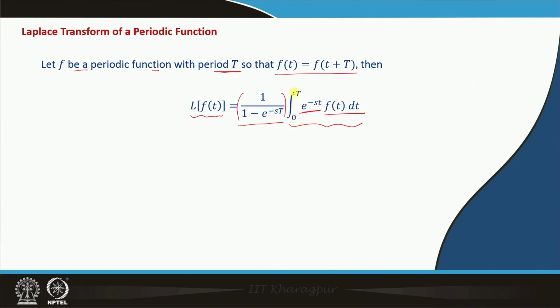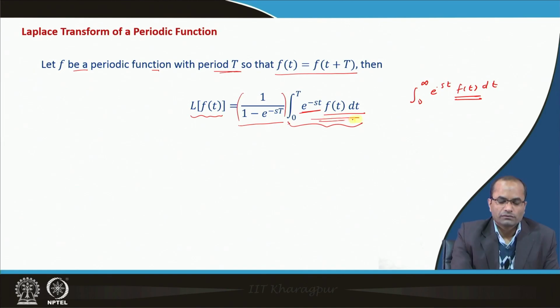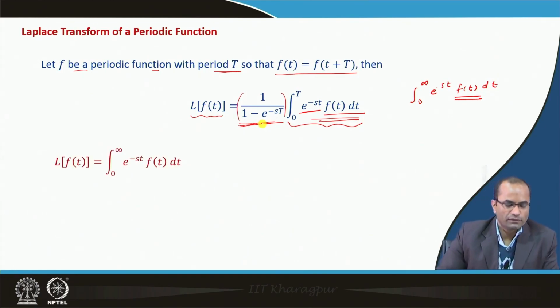So, instead of evaluating the usual Laplace integral from 0 to infinity, e power minus st f(t) dt, if we know that this function is a periodic function, we can just do this integration from 0 to capital T, which is obviously much easier, and then we have to multiply by this factor. So, how do we get this formula, we can take a look here.